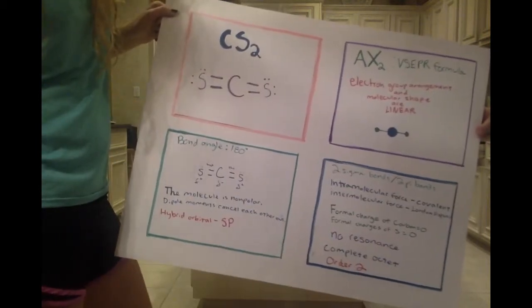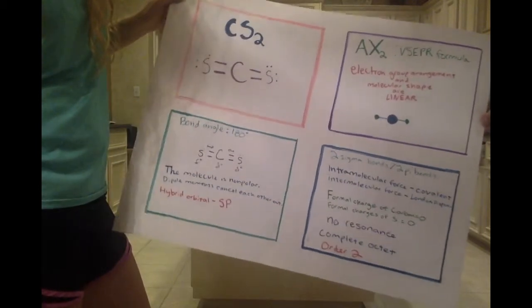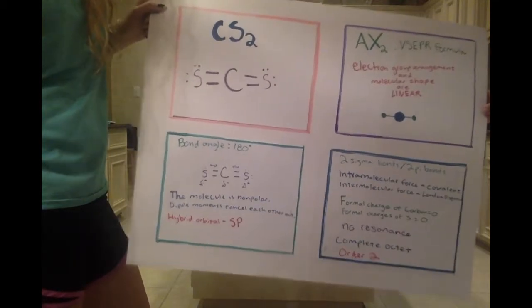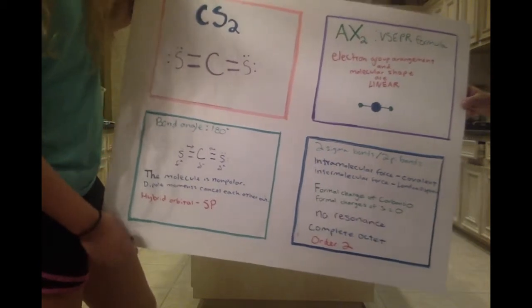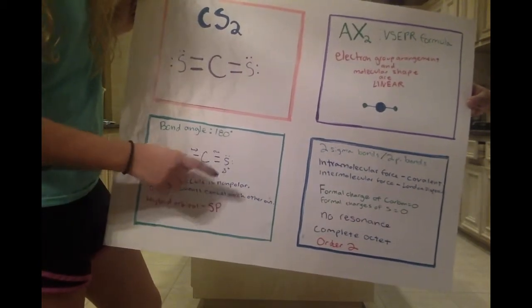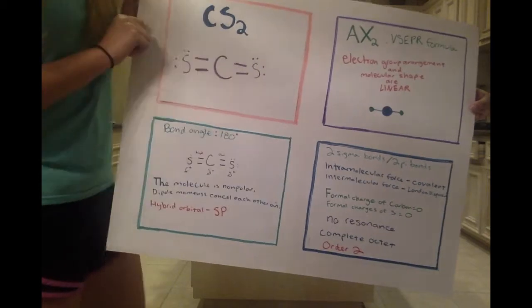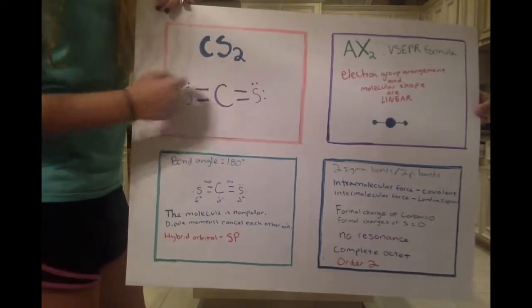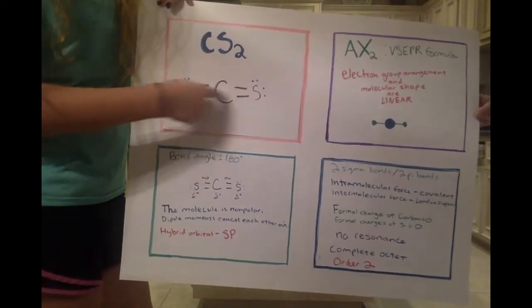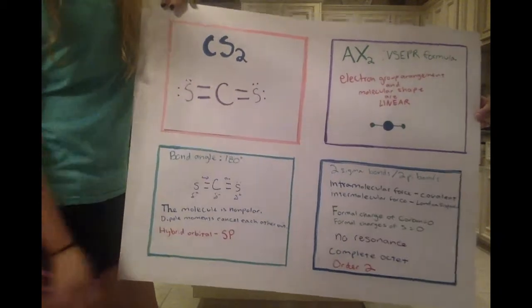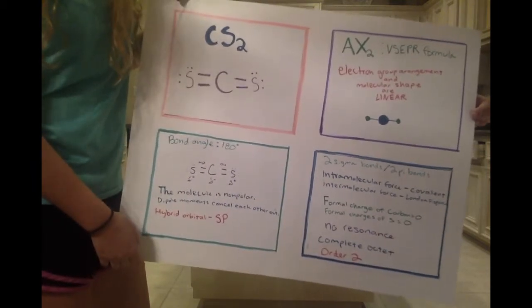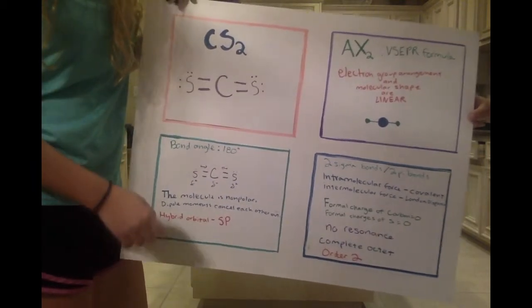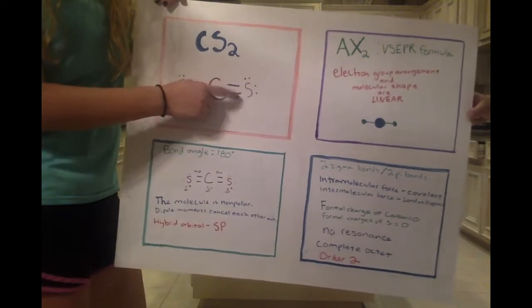The intramolecular force is covalent, and the intermolecular force is London dispersion. The formal charge of carbon is 0, and the formal charge of S is 0, and if you think about it, it makes sense because when you add it up, it's just 0, and there's no charge for the overall CS2. And there's no resonance, and CS2 has a complete octet, and it has the bond order of 2 because there are 2 bonds.